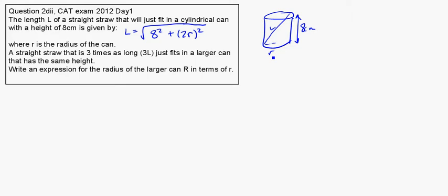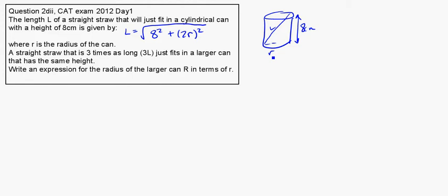Here we're looking at an actual question from the 2012 CAT exam. This is the day 1 version of the exam, and it's question 2dii, or 2d2. The length of a straight straw that will just fit into a cylindrical can with a height of 8 centimeters is given by the equation L is equal to the square root of 8 squared plus (2r) squared, where r is the radius of the can.